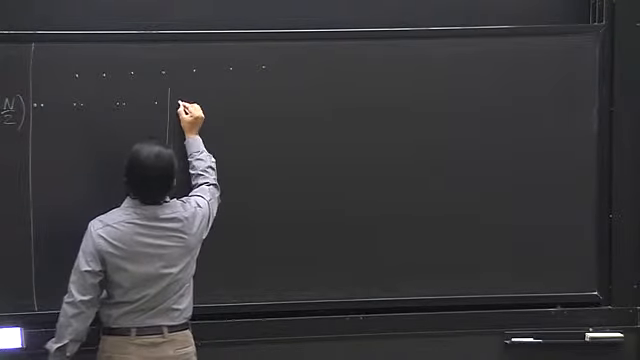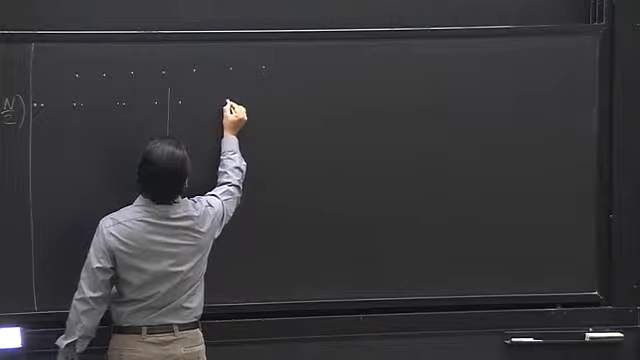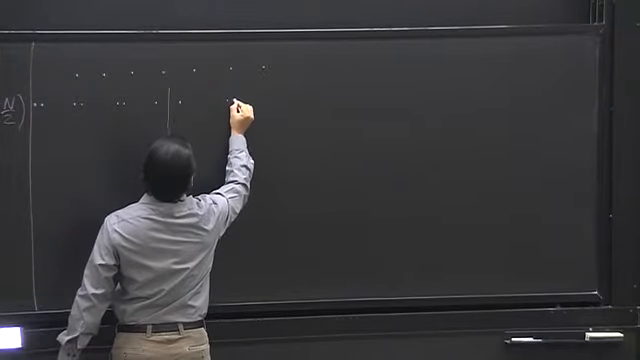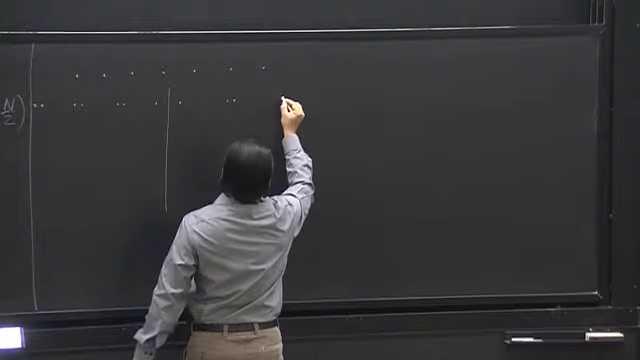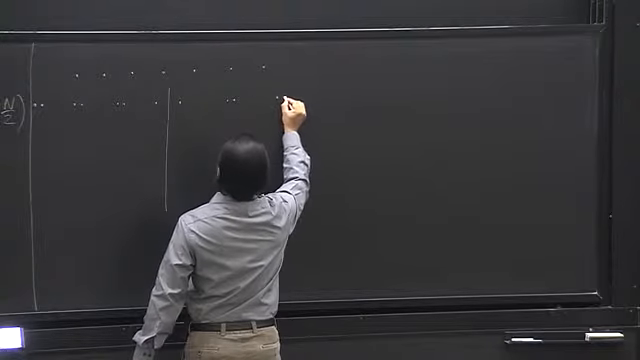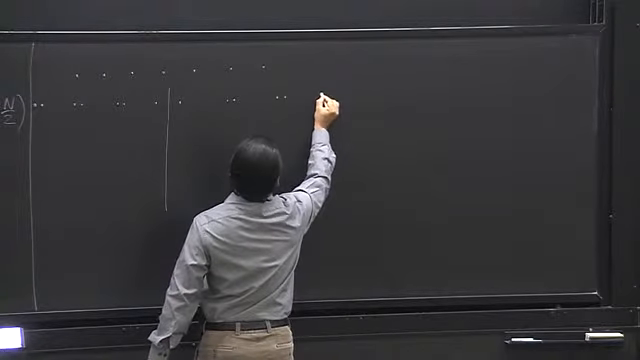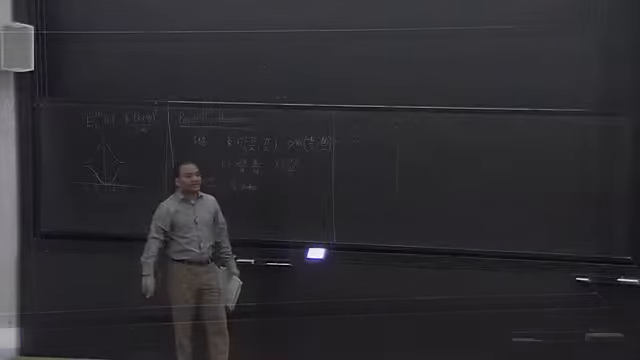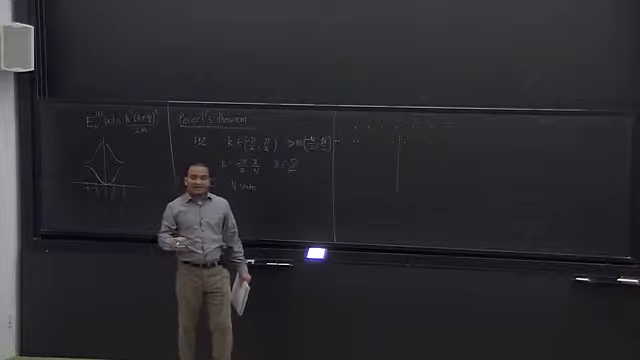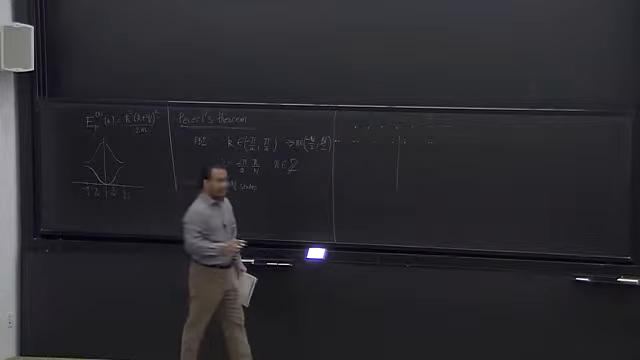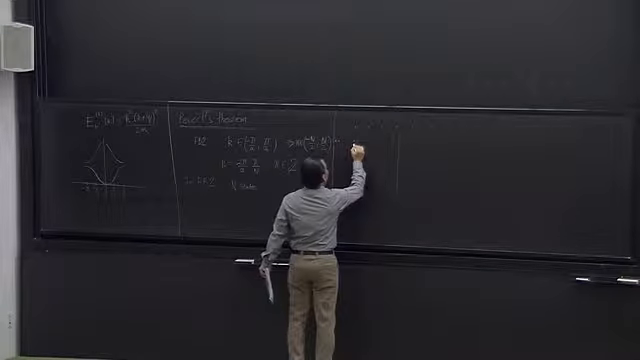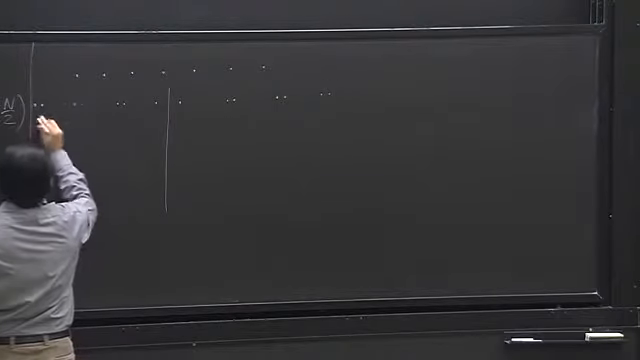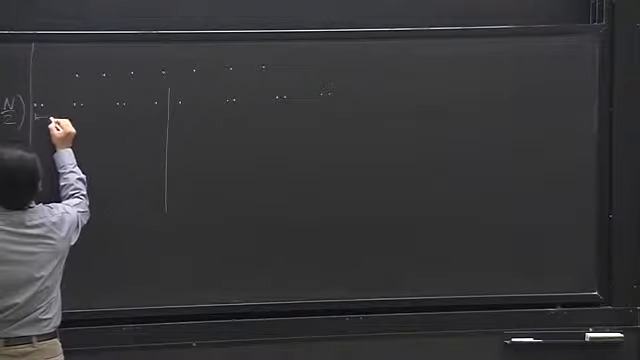So the first side does not move at all. The second side moves to the right. Third side does not move. Fourth moves to the right, does not move, and so on. Now, if this happens, you can see that the periodicity of the system is now doubled. So this distance is now 2 times A.